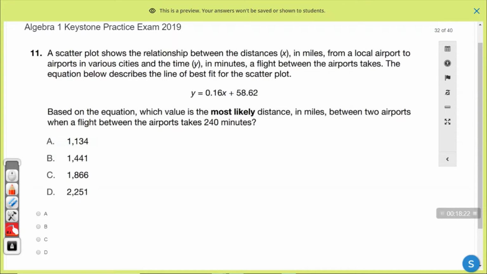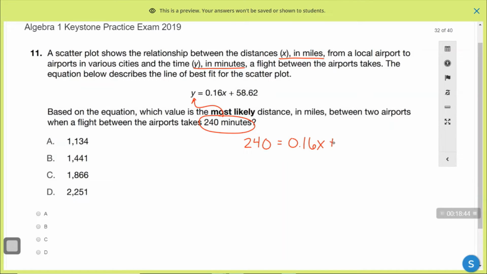Who cares about the scatter plot at this point? They're giving us the equation, and all we have to do is take what they gave us and substitute it back into the equation. Now be careful. 240 minutes, what variable is that going in for? Well, x represents miles, y represents minutes. So I need to substitute this in for y. That's going to give me an equation that is 240 equals 0.16x plus 58.62. And then from there you can simply solve, subtracting the 58.62 from each side.